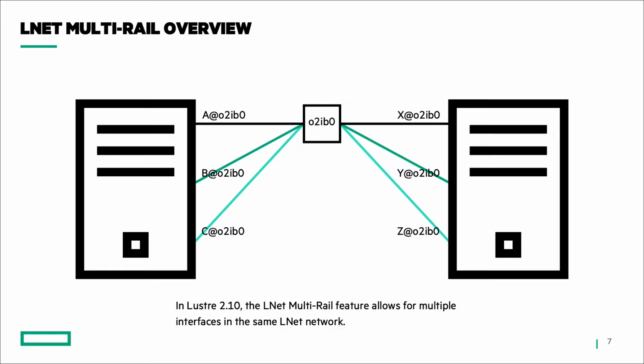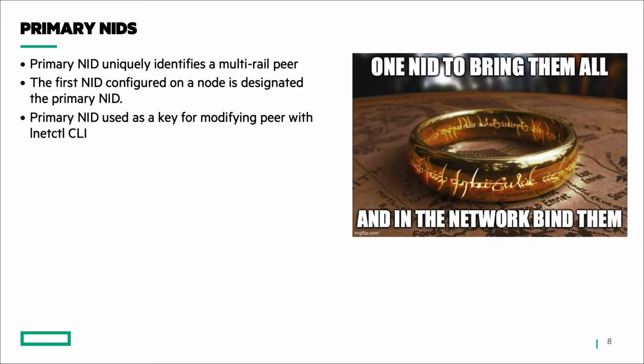As I said earlier, historically one NID was equivalent to one LNet peer, but now we have multiple NIDs associated with a peer. So we want to give Lustre, or other users of LNet, an easy way to target a peer rather than target a specific endpoint. This is where the concept of the primary NID comes into play. The primary NID is simply a way to uniquely identify a multi-rail peer.